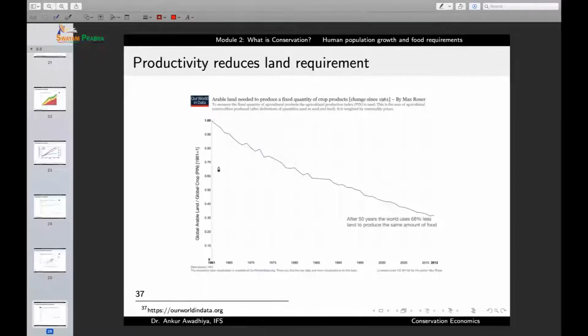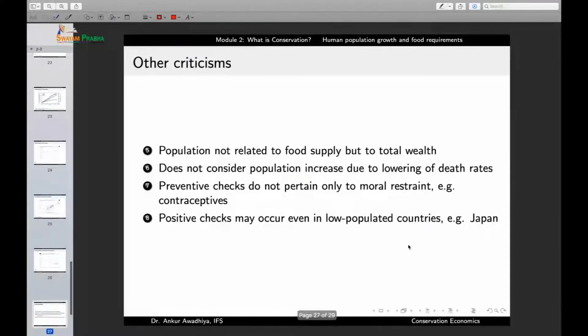So, if you look at the global arable land or global crop production, and if you plot on the y-axis, through time, the amount of land that is needed for maintaining the same production of crops, we'll find that it has been coming down. So after 50 years, the world is using 68% less land to produce the same amount of food. So productivity reduces the land requirement.